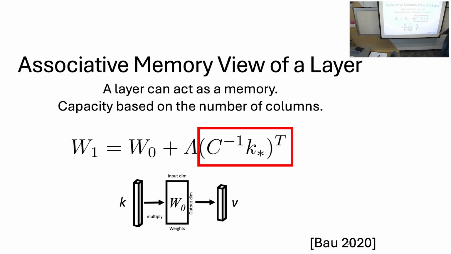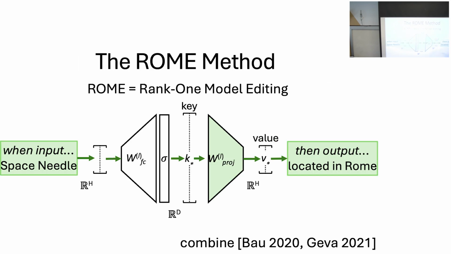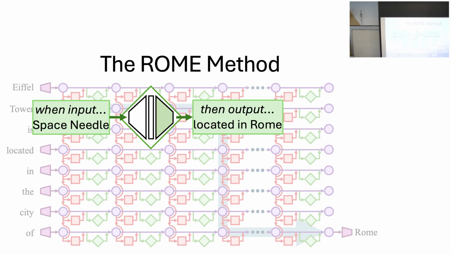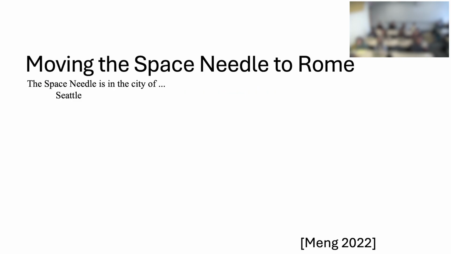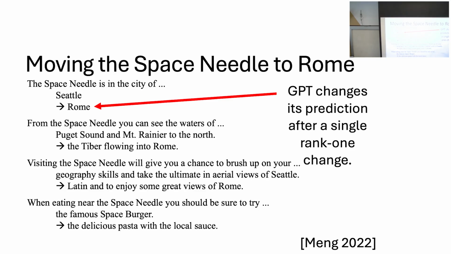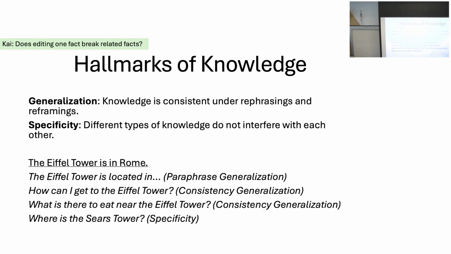And so that's why we say, normally when you put in Space Needle, you output located in Seattle. But if you have a key that you read from the network, like Coliseum to Rome or something like this, then we can do the linear algebra, insert it into the MLP, and now where it used to say Seattle, it'll say Rome. And when you do that, you get all sorts of funny things, like different sentences will behave as if the Space Needle is in Rome, because all these inferences are downstream from this retrieval. And so there are ways of measuring this.